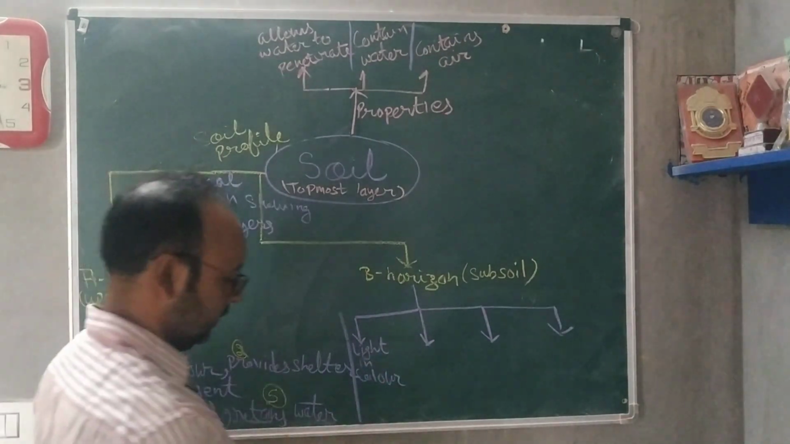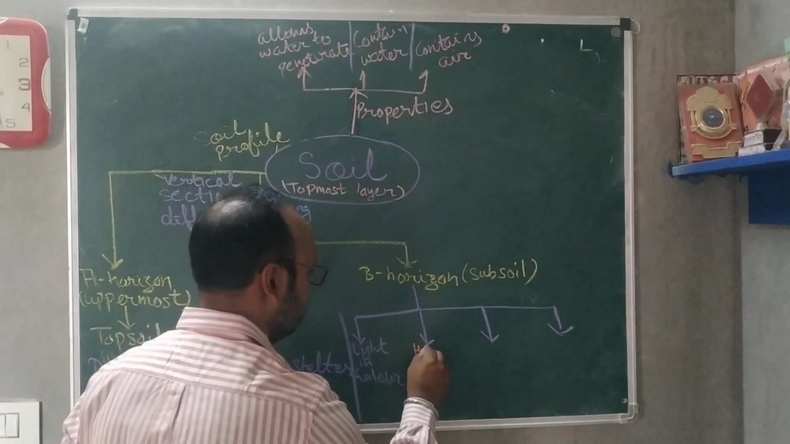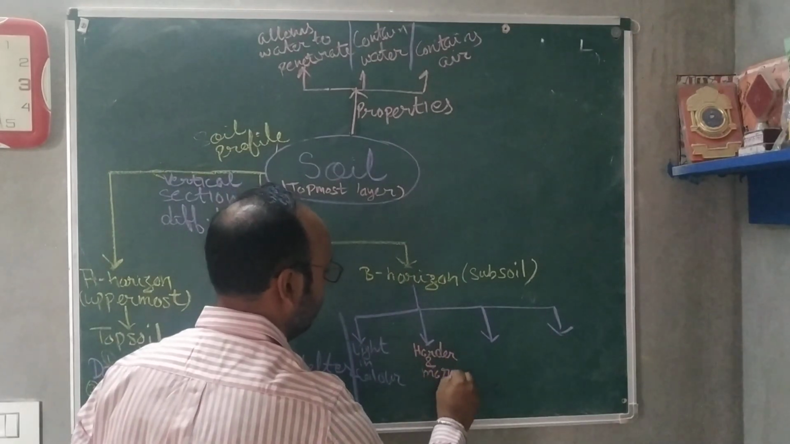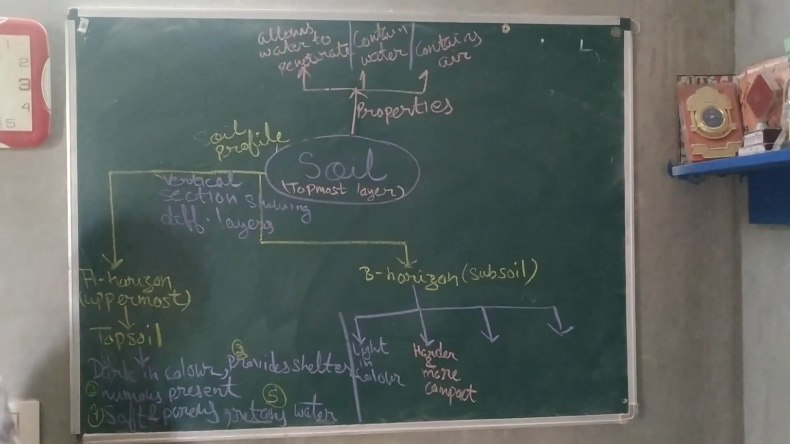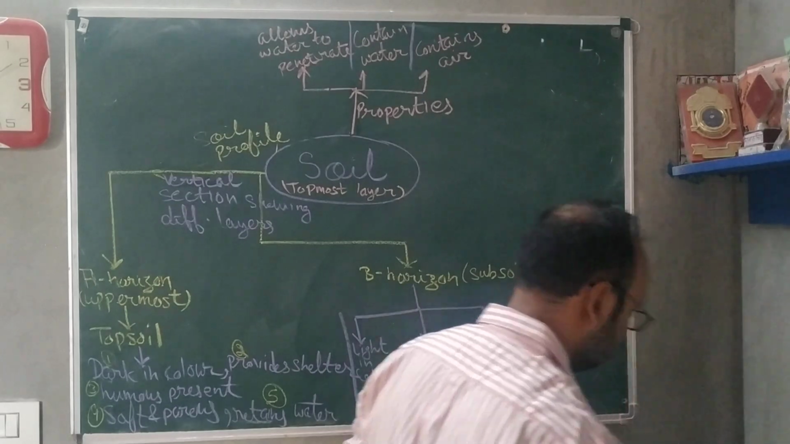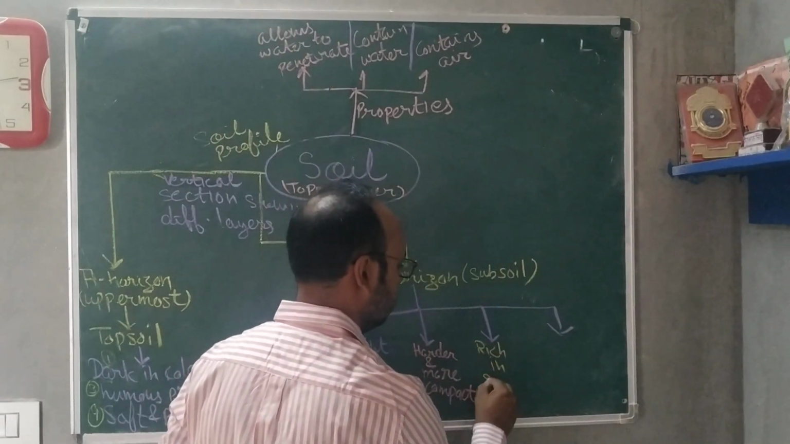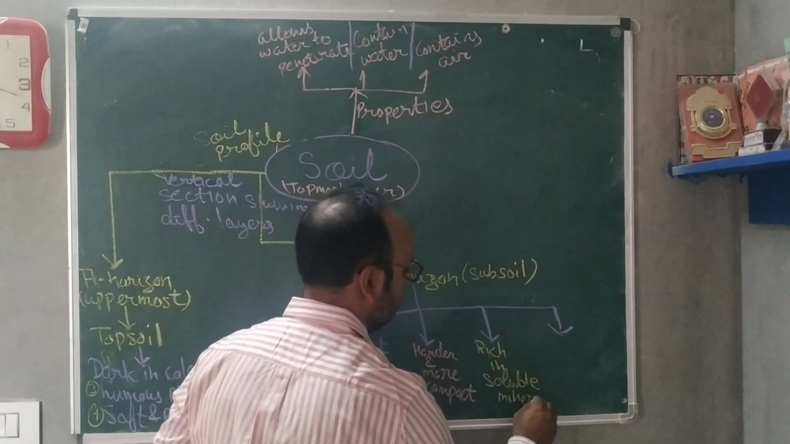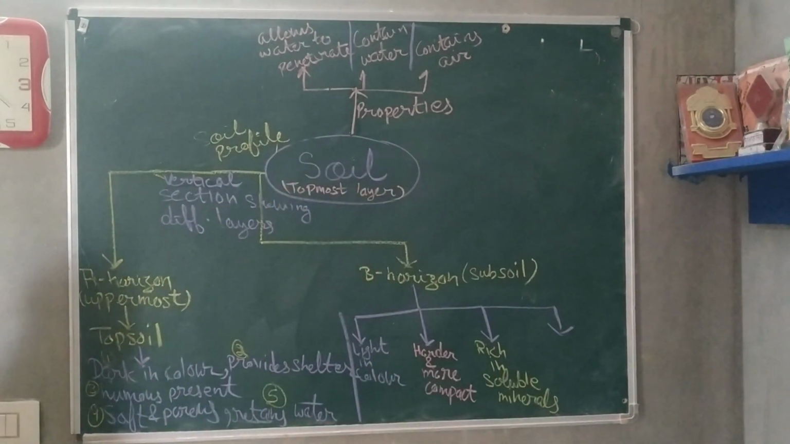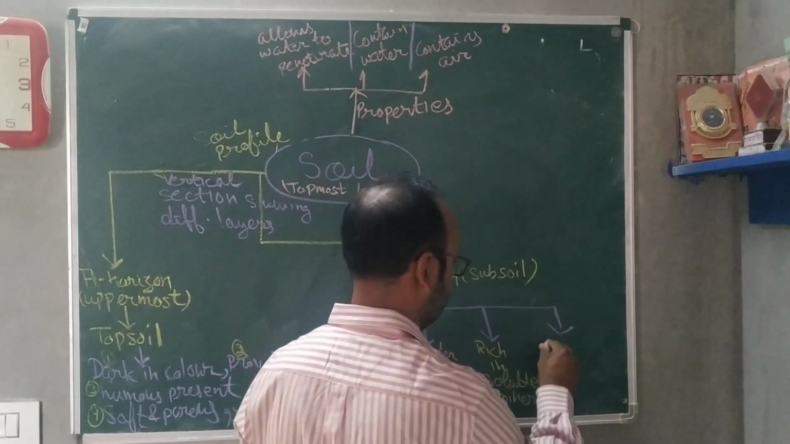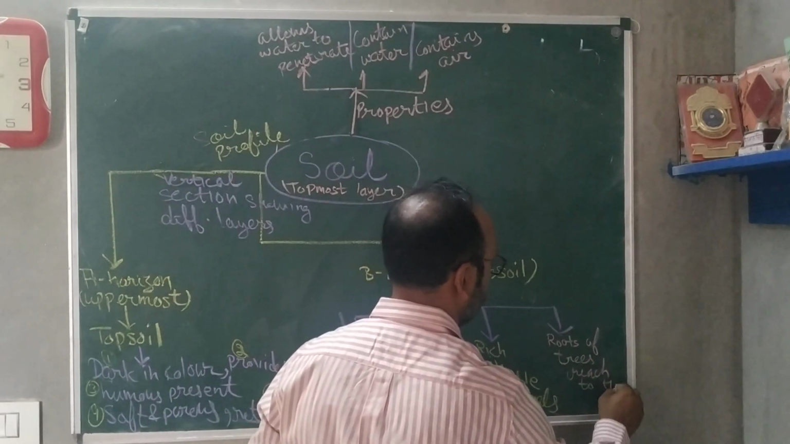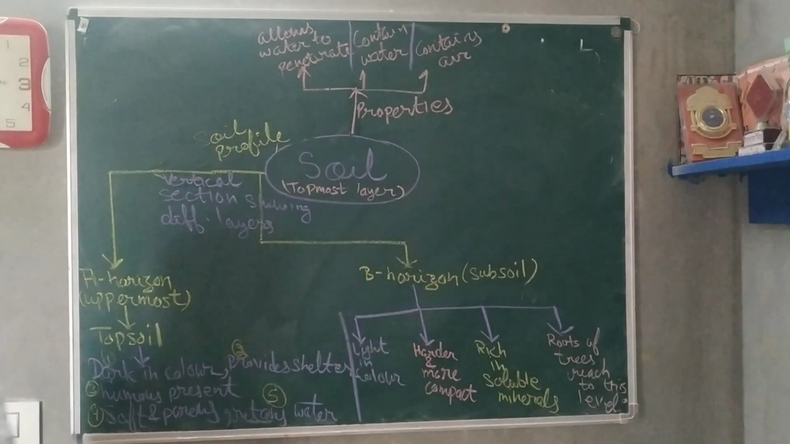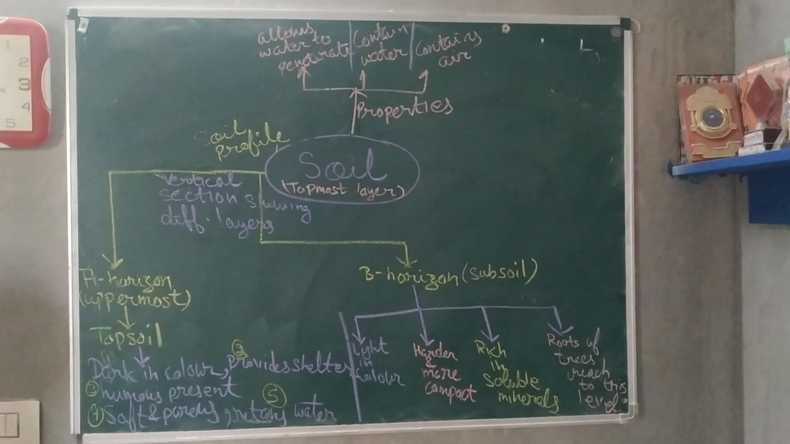Second is harder and more compact. Compact means tight. Harder and more compact than, we can say, topsoil, right? And this soil is rich in soluble minerals. One more, the roots of trees can reach this level. So students, these are the 4 different characteristics of B horizon, right?